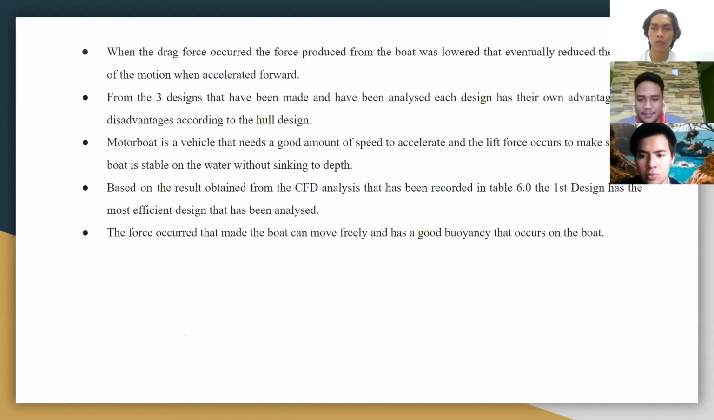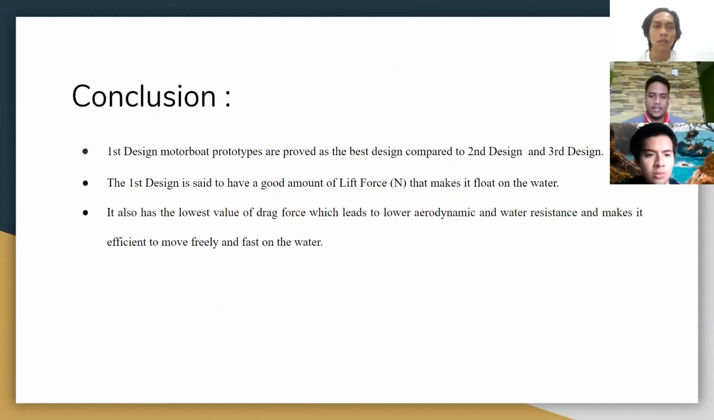Next slide. The last one from me is the conclusion. The first motorboat prototype has the best design compared to the second and third designs. This is because the first design has a good amount of lift force, so it can float on the water and not sink.